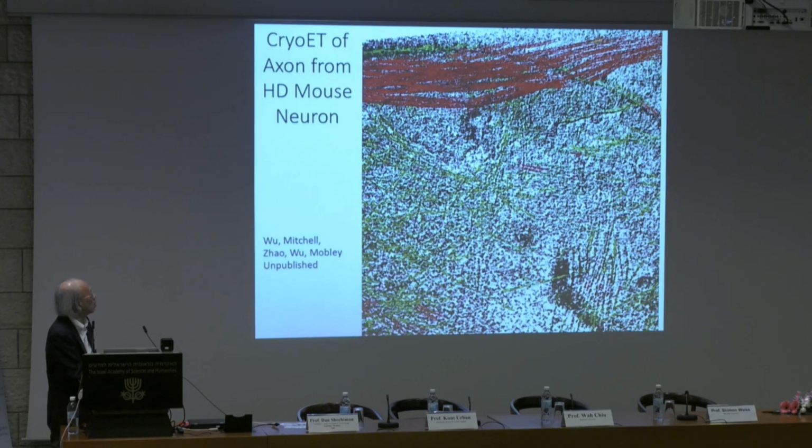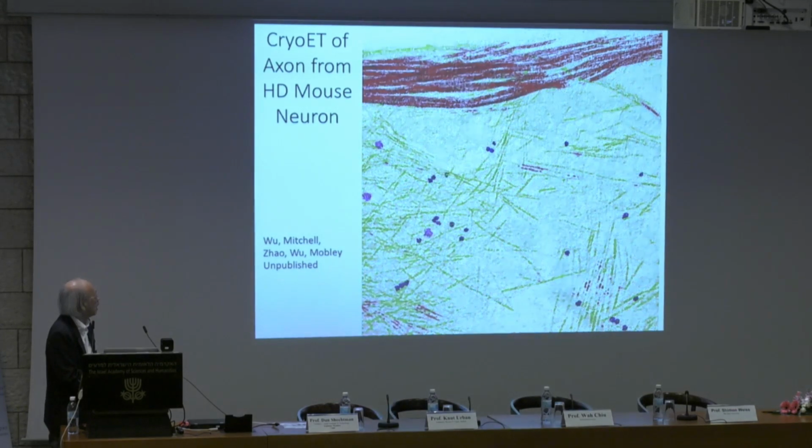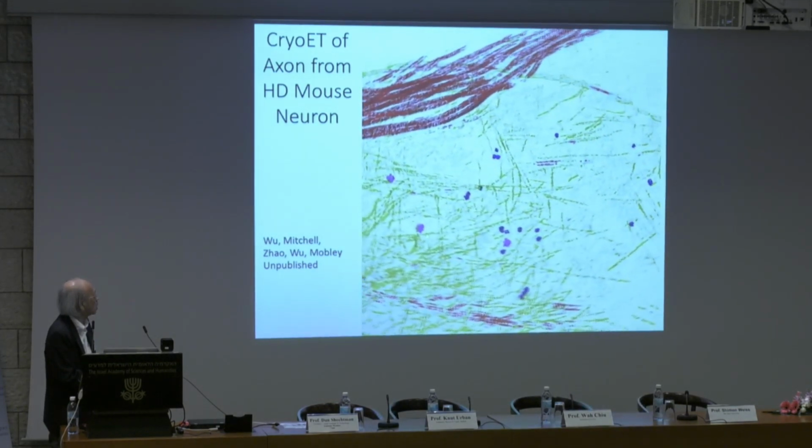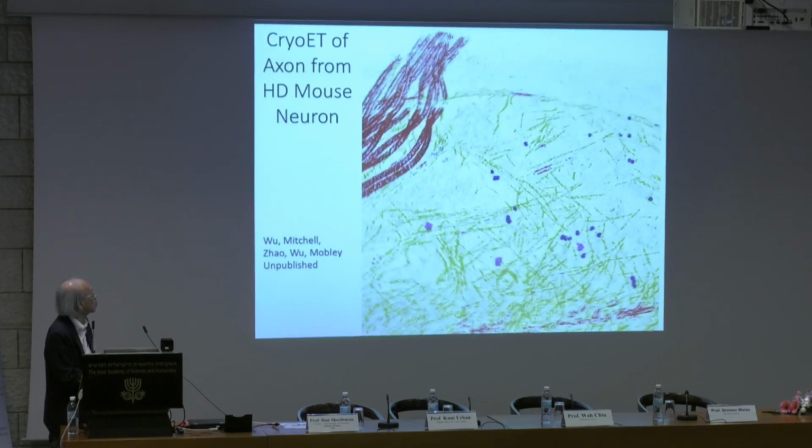But here is the microtubule in red. This is the actin filament in green, and there are a lot of ribosomes in here. And then, in addition, there are actually chaperones, and we can detect those as well.